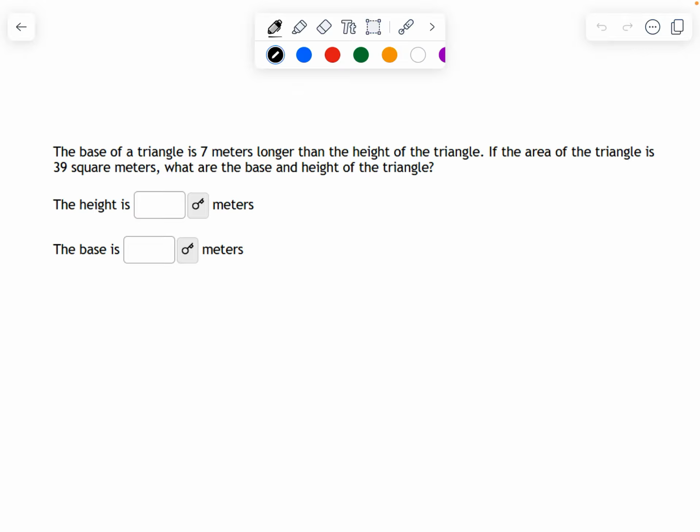The base of a triangle is 7 meters longer than the height of the triangle. If the area of the triangle is 39 square meters, what are the base and height measurements of that triangle?